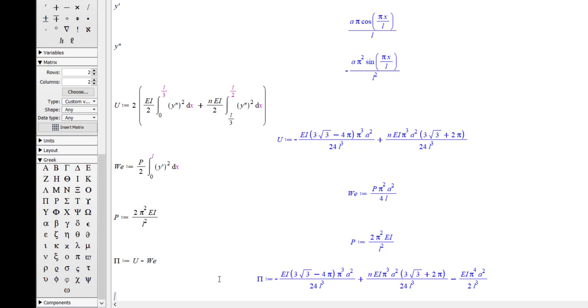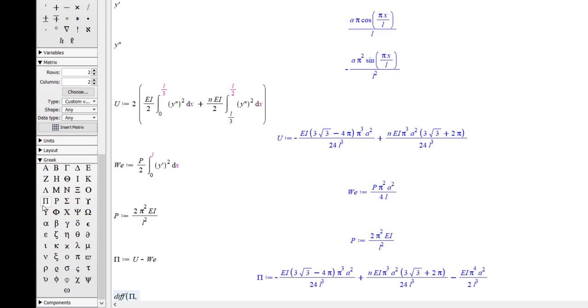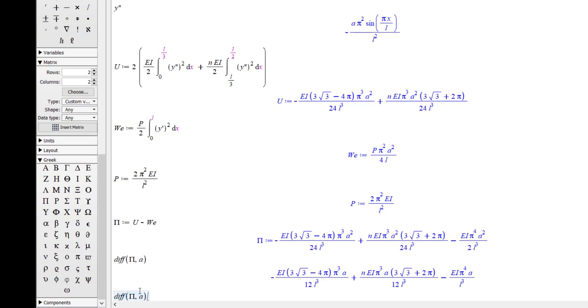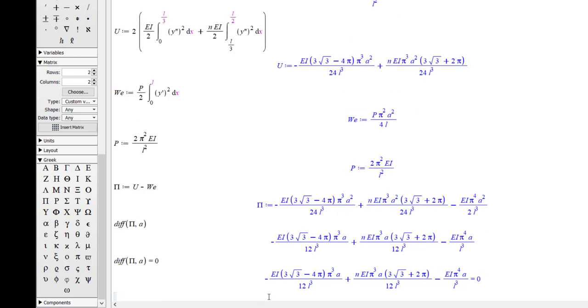Now we have to differentiate pi with respect to n over here. Press enter, this you got. Okay, and we have to equate this to 0 so that we will get the value of n. So here you have to equate it with 0 now, so don't put colon over here. Just put equal and press enter. Now you got this equation.